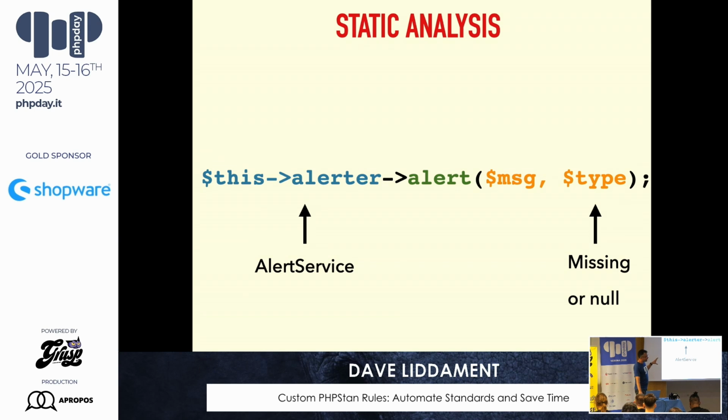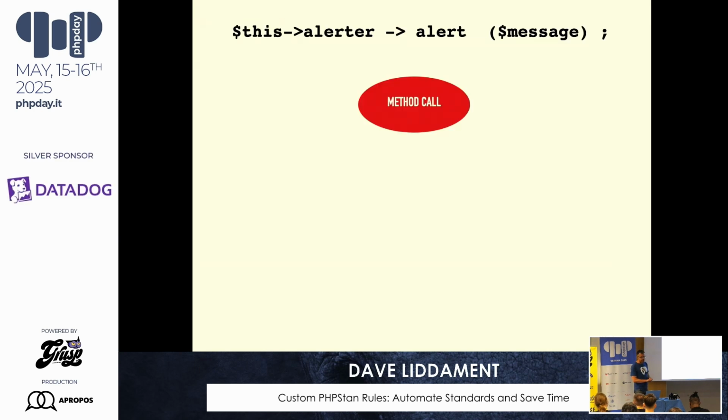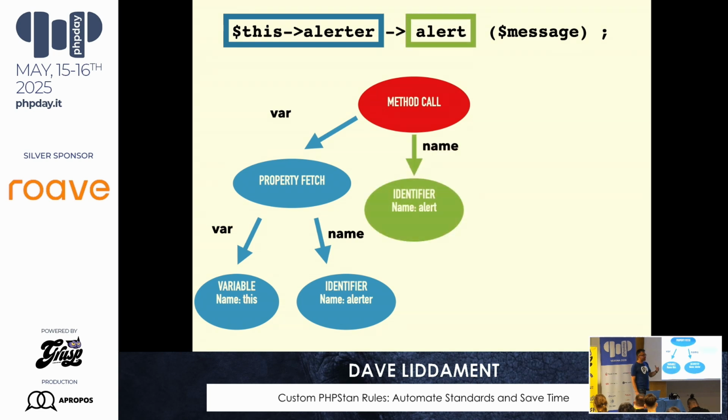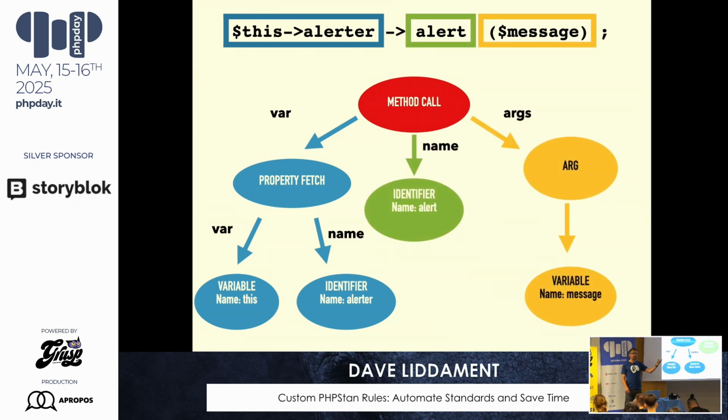So if we want to create a rule that looks a bit like this, the code we're looking at here is called a method call. Again, you could put it into the AST Explorer and it would help you find this, but this type of node is a method call. It's got a var property, which is what you're calling the method on. It's got a name property, which is the name of the method you're calling, and it's got arguments that you're passing to this method call.